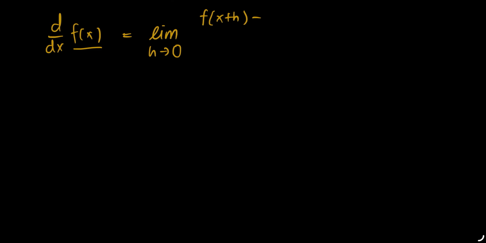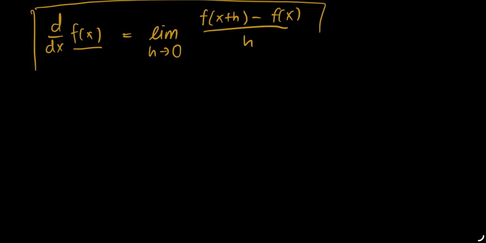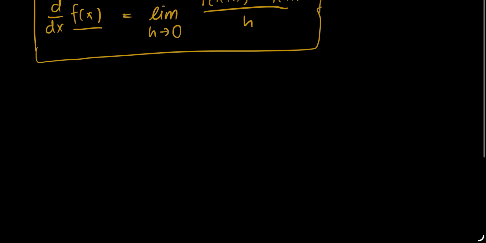Every one of you has learned about this limit definition in school, where the derivative of f(x) equals the limit of h approaching 0 of (f(x plus h) minus f(x)) over h. What does this formula even mean? How does it come about?